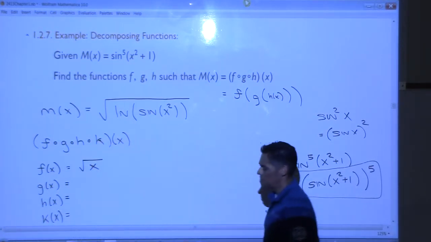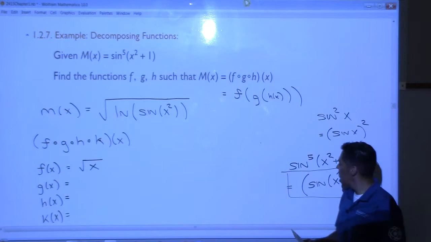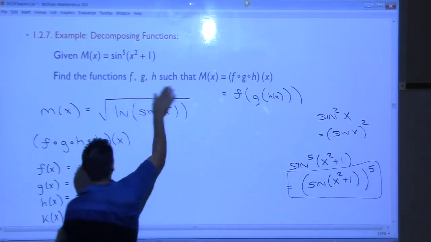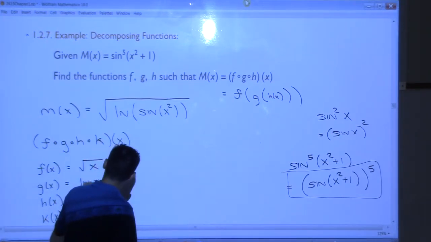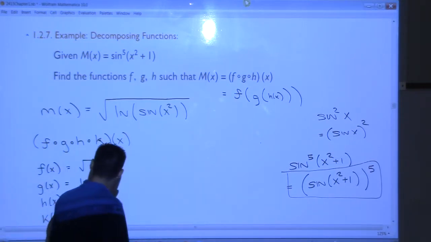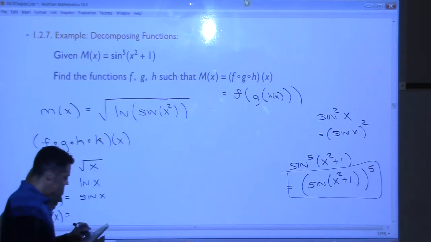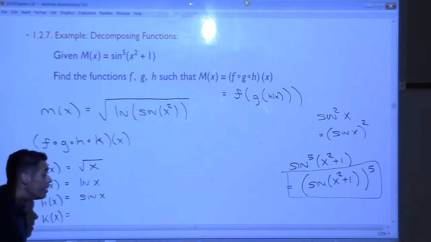Okay. Now, Elijah, if we've taken care of the square root, what's the next function inside that? Natural log, right? So we'll just do natural log of x. Owen? Next is sine of x. Sine of x. And finally, Danielle. Where's Danielle? So what's the inner function? x squared.